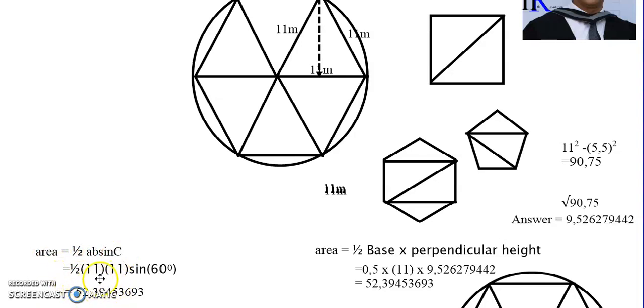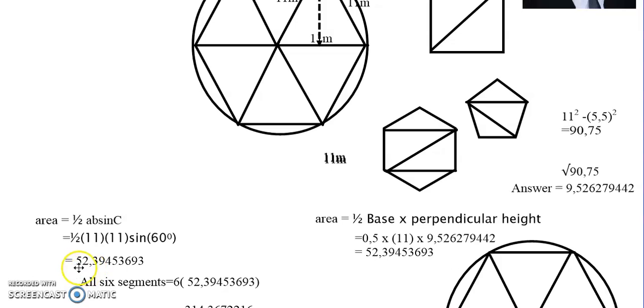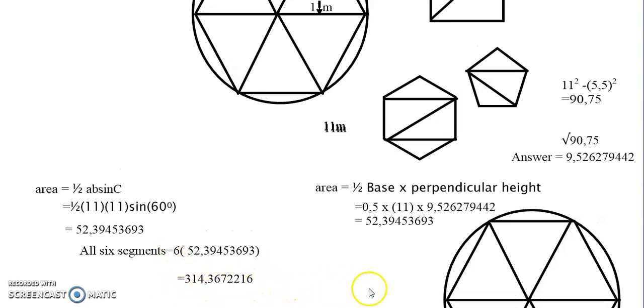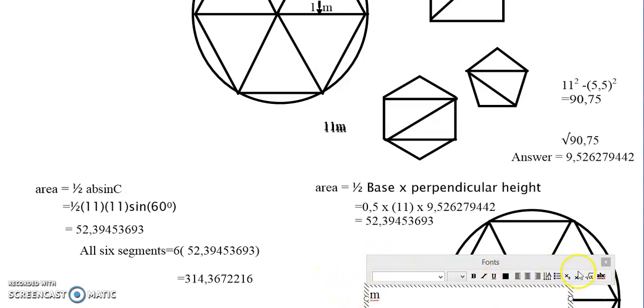So, half of 11 multiplied by 11 multiplied with sine of 60 degrees. And this gives me a result of 52.39453693, which is exactly the same answer, but that is one of those segments. Now we calculate the area of the 6 by multiplying by 6, and we get the answer 314.367216 meters squared.